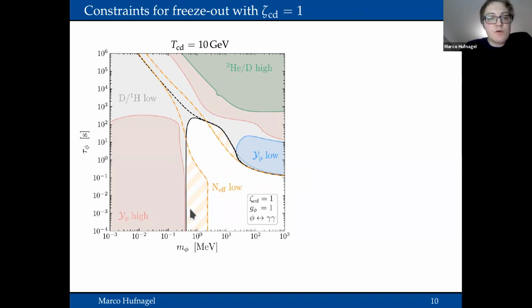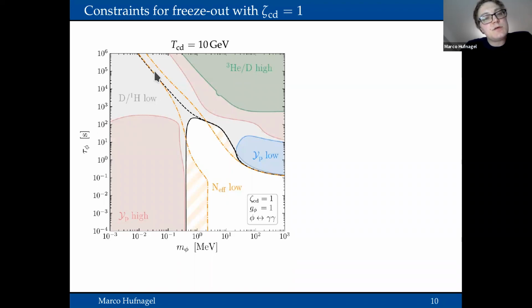And here, besides the overall constraint, which is the dashed black line here at 95% confidence level, I also show the regions of parameter space that are excluded due to individual elements. So here in this pinkish region, for example, your helium-4 abundance is too high. In this grayish region here, your deuterium abundance is too low, and so on. And then there's also this dashed black line here, which shows you the overall constraints if you would neglect spin statistics and inverse decays. So this is actually rather different. So it's important to take this into account.